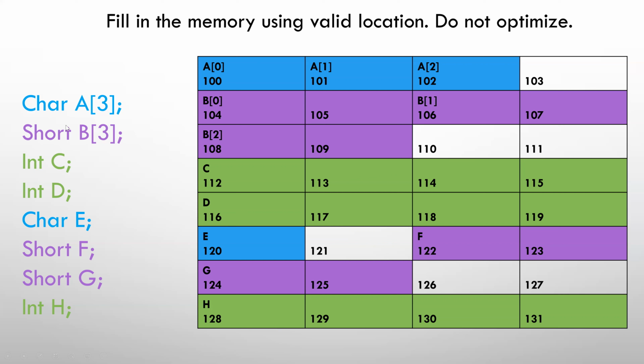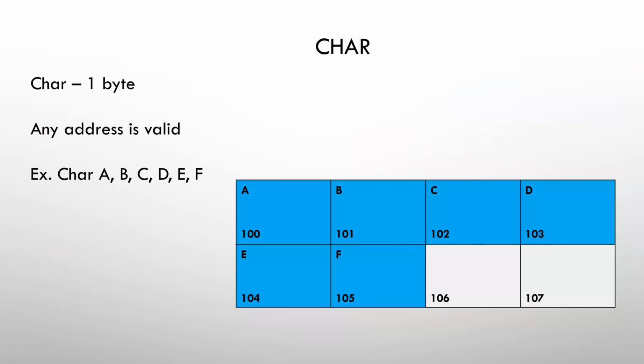So we're doing char A with an array of 3, short B with an array of 3, integer C, integer D, char E, short F, short G, and integer H. To begin, we start with the first one, char A with an array of 3. And again, if you go back to the first slide, we see char is 1 byte and any address is valid.